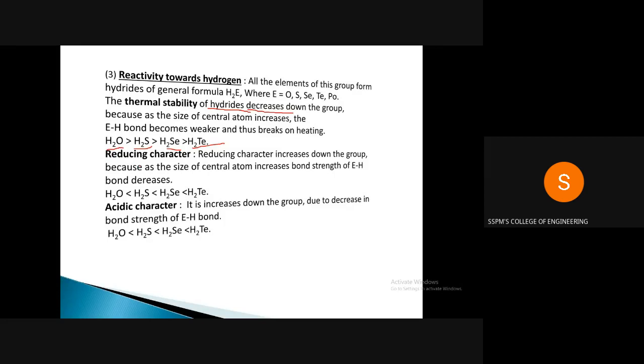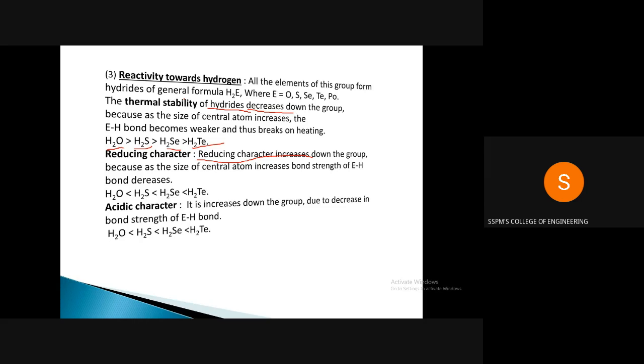Then reducing character. Reducing character increases down the group because as the size of the central atom increases, the bond strength between the element and hydrogen decreases. So its reducing character increases. When we go down the group, the bond between hydrogen and the element decreases, with less interaction between the hydrogen and that element.